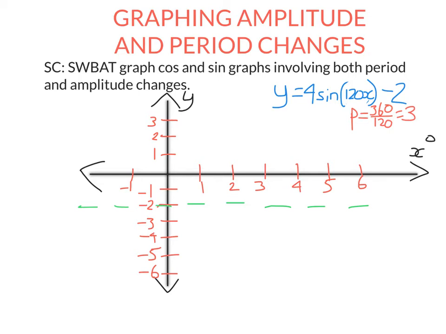So we start with the mean position of minus 2. Remember, sine always starts at its mean position. If you don't know that, that's okay. You could substitute in x equals 0. You'd get y equals 4 times 0 minus 2. That's minus 2. So the graph is going to start here at minus 2 along the y-axis.